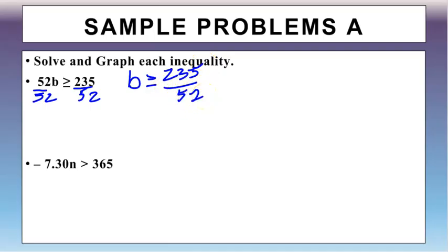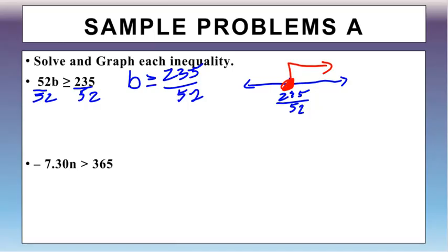So on a number line, I'm just going to plot that number here. 235 over 52. And since it can equal that, it's going to be a filled-in circle. And it's got to be greater than, so it goes to the right. So that's what our graph would look like for that particular problem.